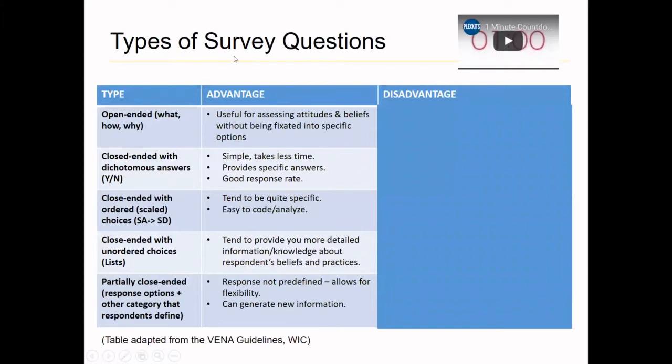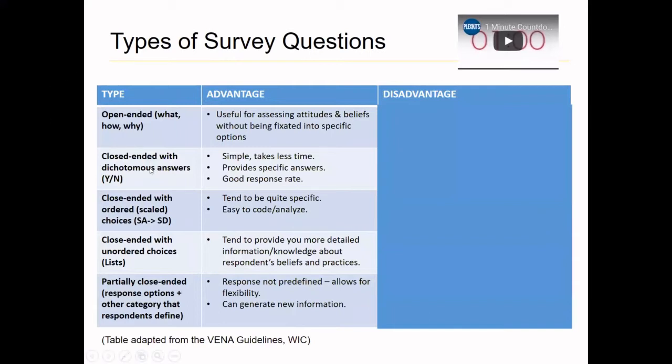There are different types of survey questions. So they are classified, and this is a table document from Vena Guidelines through the WIC program. And I like it because it groups questions into 5 different categories. So one type of question you could have in a survey is an open-ended. So maybe it's a what, how, or why. And this can be really useful for looking at attitudes or beliefs without putting a person into a box. It allows them freedom to express what they would like to say around that question.